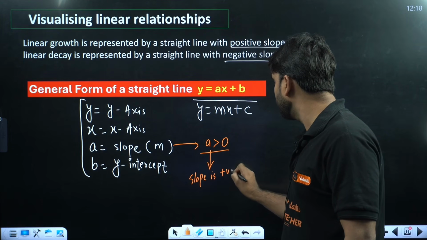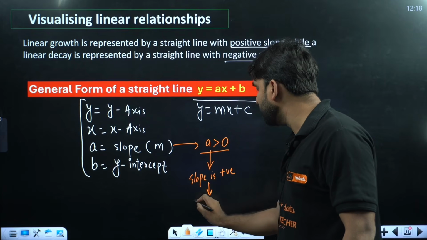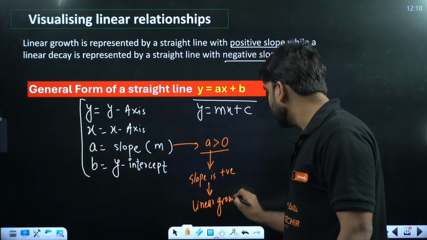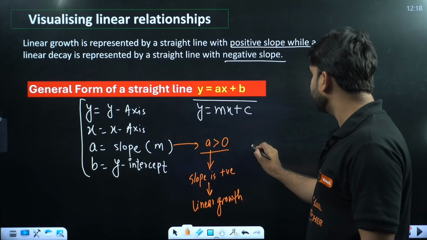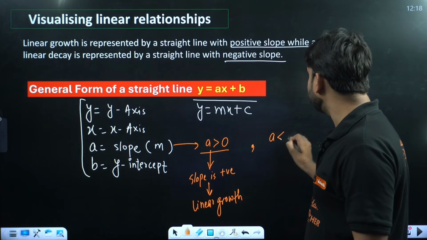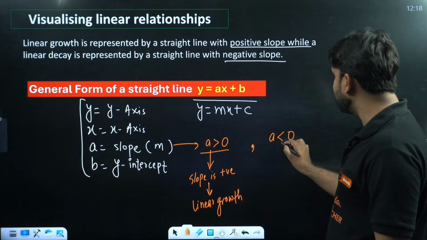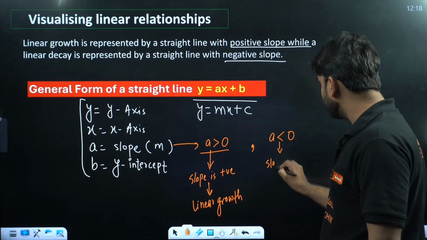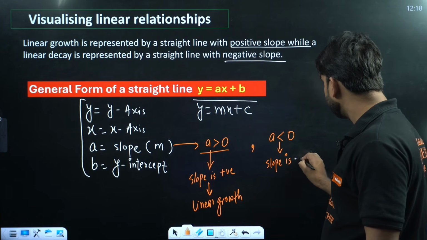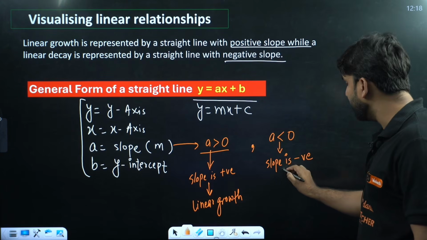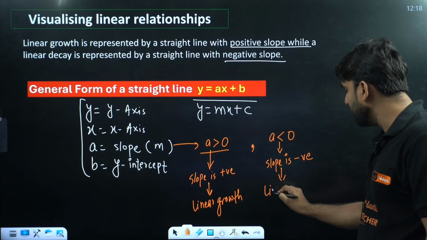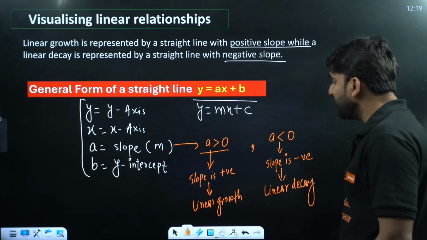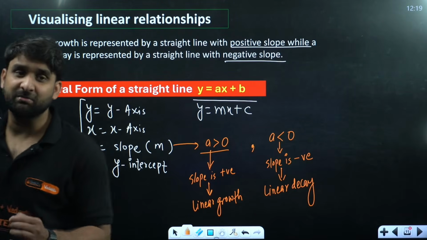Slope is positive, and slope is positive means what? Linear growth. This situation indicates linear growth. Second is if a is less than 0. If a is less than 0 means what? Negative value. A is negative, so it indicates slope is negative. And if slope is negative, this is basically what? Linear decay. So please keep these two things in mind.